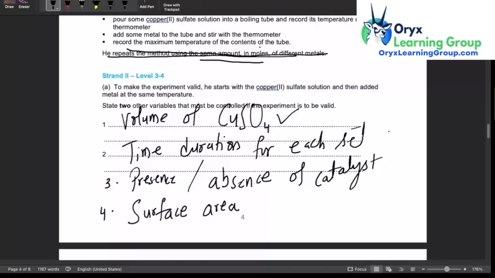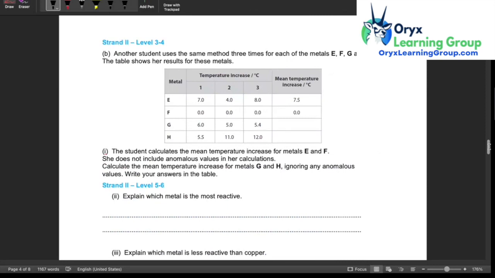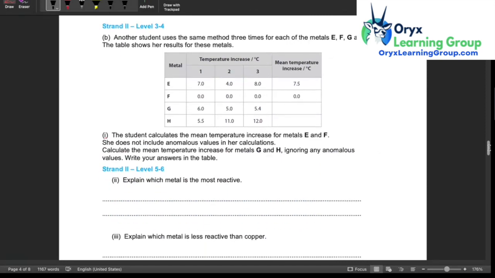Are you clear with this? You can put any 2 points from here. Are you clear with this or no? Yes. Okay, well done. Let's go to the next one. Okay, so it's strand 2, level 3 to 4. I want one more volunteer to read this question for me.